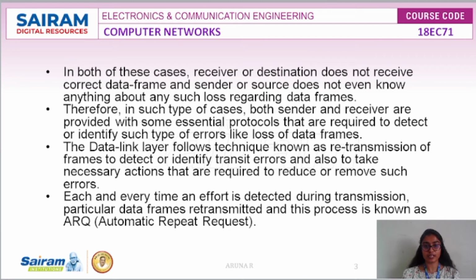Therefore, in such cases, both sender and receiver are provided with some essential protocols that are required to detect or identify such types of errors, like loss of data frames. Each and every time an error is detected during transmission, the particular data frames are retransmitted, and this process is known as automatic repeat request.